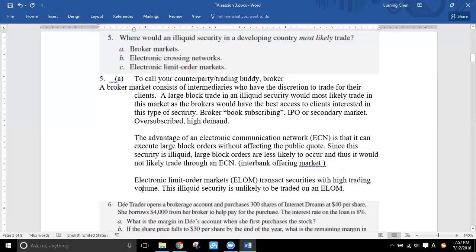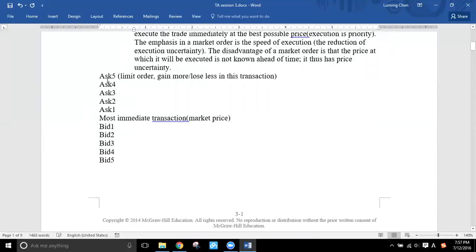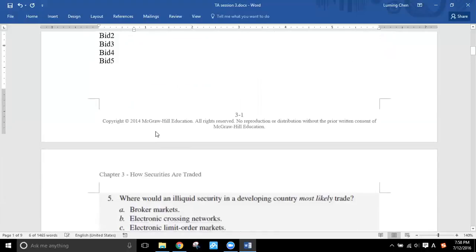The last one is electronic limit order markets. This market transacts securities with high trading volume. The illiquid security is unlikely to be traded on an electronic limit order market, because if you use limit order, in this graph we can see that you insist on ask 5, ask 4, or bid 3, bid 4. You don't care about the market price. You have your own judgment. But sometimes the market only trades on ask 1 and bid 1.